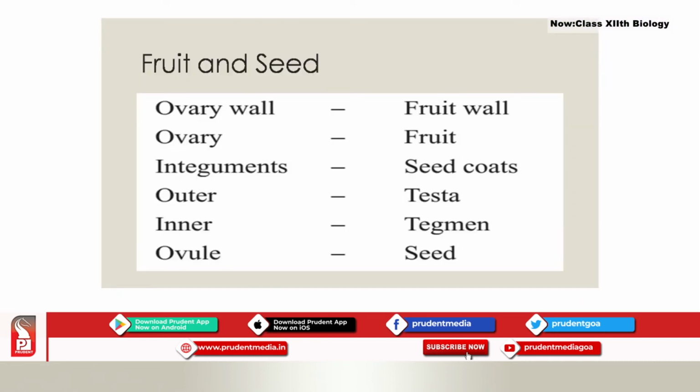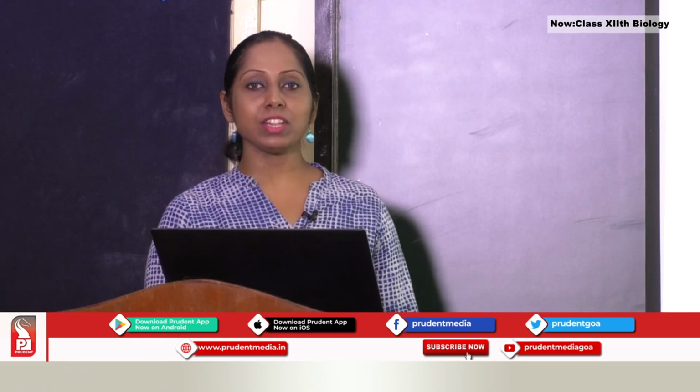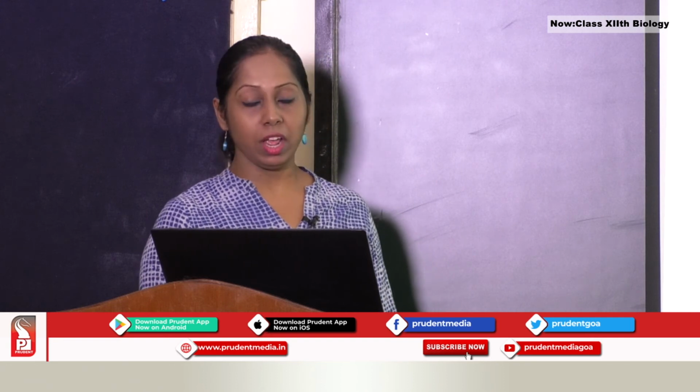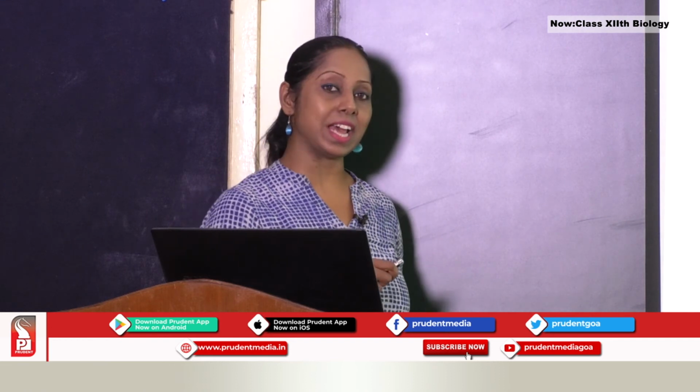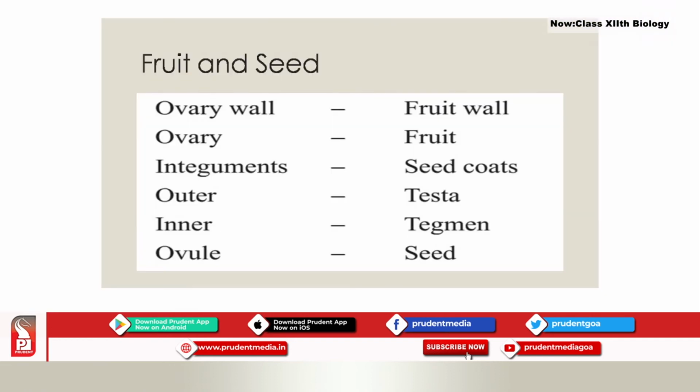Let's now discuss the terms which are now going to be changed. So after fertilization occurs and embryogenesis begins, you will also notice that there are changes that take place in the ovary and the ovule as well. So what happens as the embryogenesis is progressing inside the ovule, students? You will see that the ovary wall becomes the fruit wall. It is also known as the pericarp. What is the ovary wall going to get transformed into? It gets transformed into the fruit wall, also known as the pericarp. The ovary now becomes the fruit.